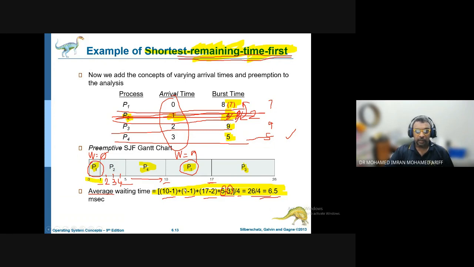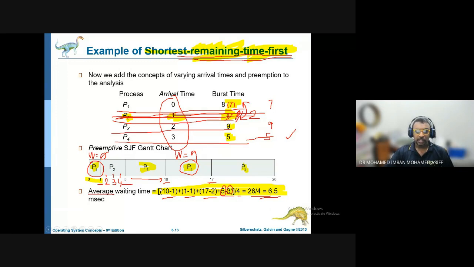Then we go on to P2. P2 came in at 1 and entered at 1, so the waiting time is 0: 1 minus 1. Next is P3. It arrived at 2 and entered at 17. So 17 minus 2, it has waited 15 seconds. Last but not least, P4 arrived at 3 and entered at 5, so it has waited 5 minus 3, 2.